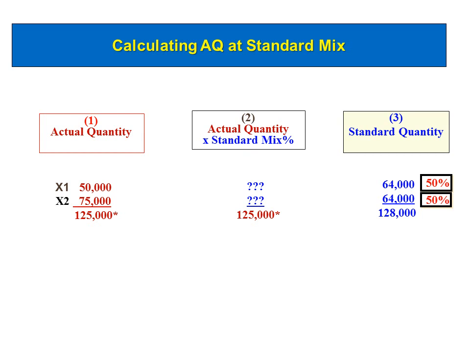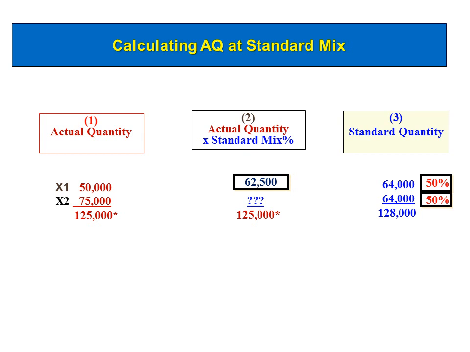Yes, 125 times 50%. Again, 125 is the total of actual quantity times the percentage of x1, which is 50%. 125 times 50% will equal, yes, 62,500. Again, 62,500.